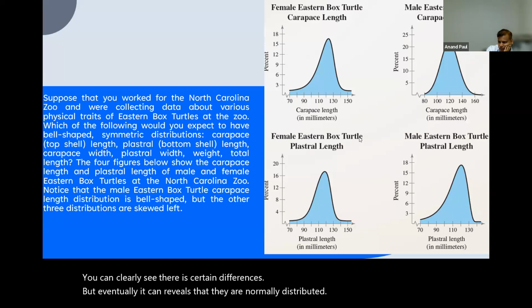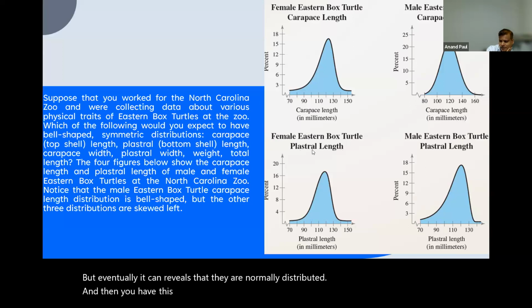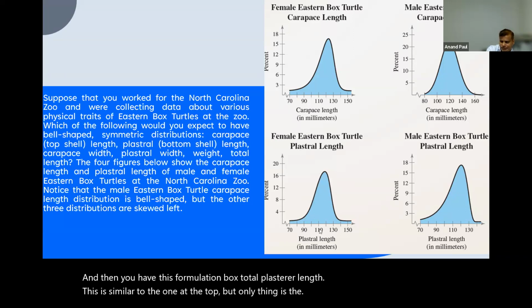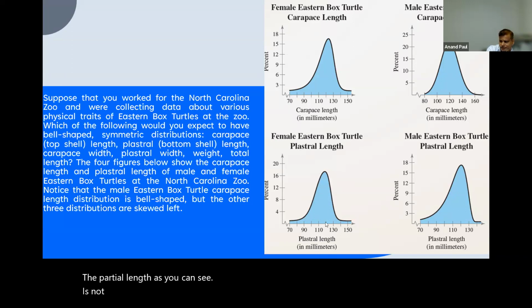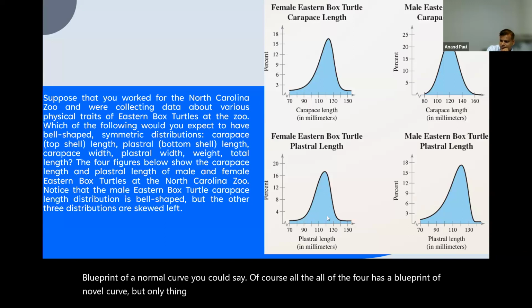And then you have the female eastern box turtle plastral length. This is similar to the one at the top, but the only thing is that the plastral length, as you can see, is not a perfect bell curve, but it still shows us that it has the blueprint of a normal curve, you could say. Of course, all four have the blueprint of a normal curve, but this one is not as perfect as that of the male one, you can see.